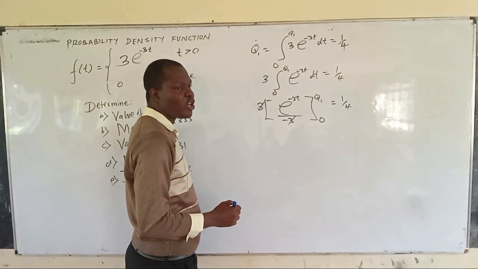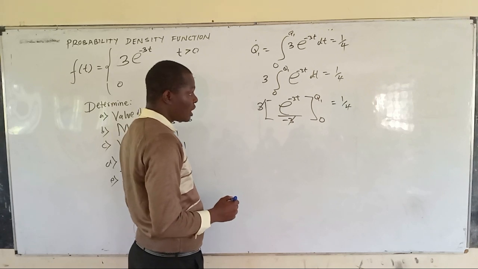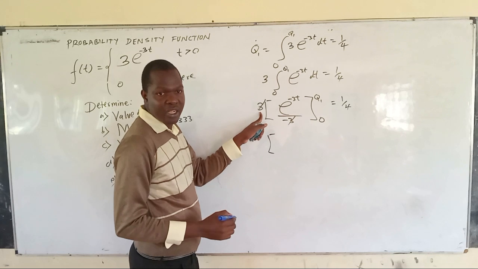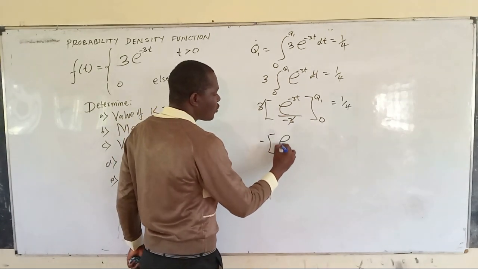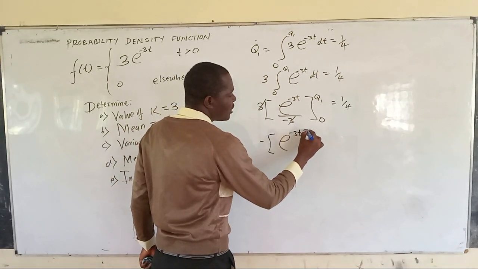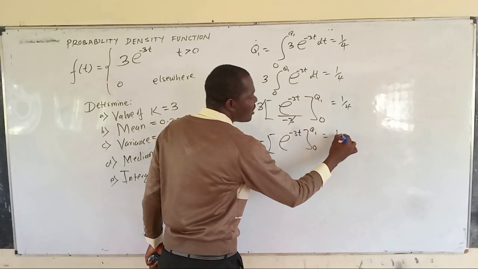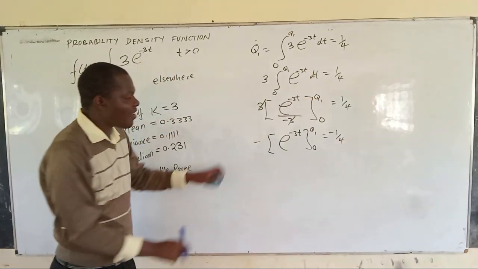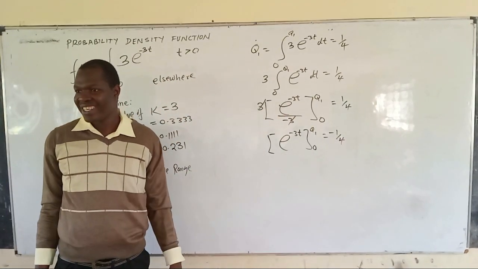By now you know some steps. Upper limit, negative, you factorize outside. So we have negative into exponential negative 3t from 0 to Q1 is equal to a quarter. If you multiply both sides by this negative, it will go to the other side, so the negative is no longer there.